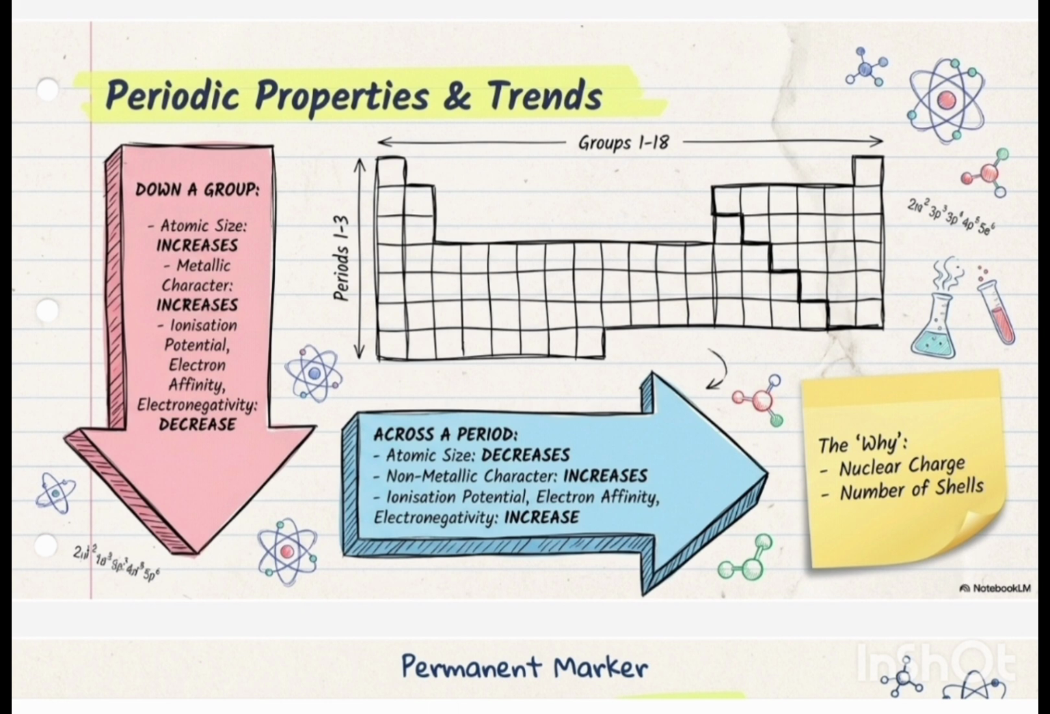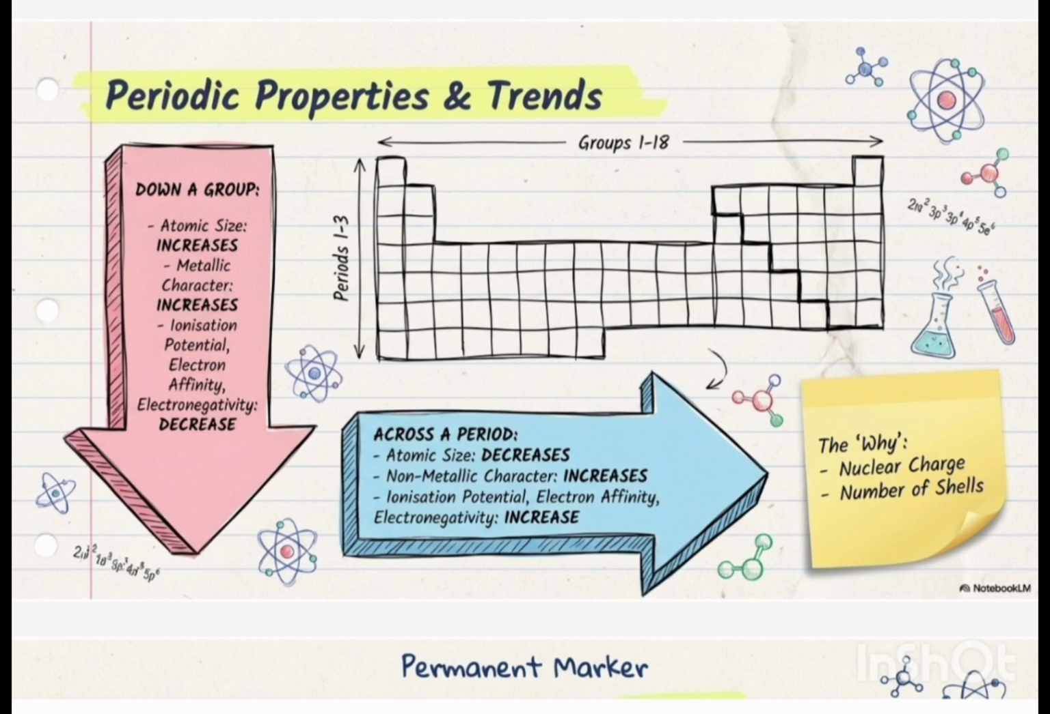Let us begin with the foundation of chemical behavior, the periodic table. The periodic table is arranged according to increasing atomic number, and many properties of elements show repeating patterns known as periodic trends. When we move down a group, the atomic size increases because additional electron shells are added around the nucleus. As atoms become larger, the outer electrons are held less tightly.